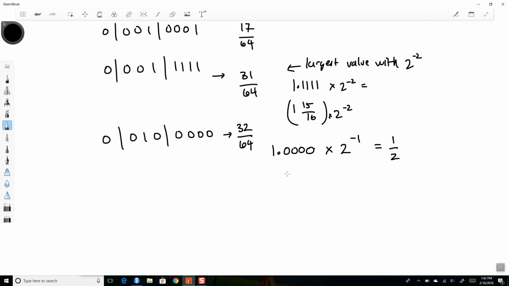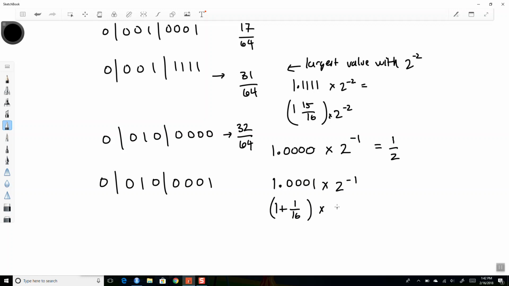All right, so far so good? Okay, notice next though, my next value will be 0, 1, 0, and then I just increment the last bit, okay? And so this is going to be 1.0001 times 2 to the negative 1, okay? So this is 1 plus 1/16 times basically 2 to the negative 1.